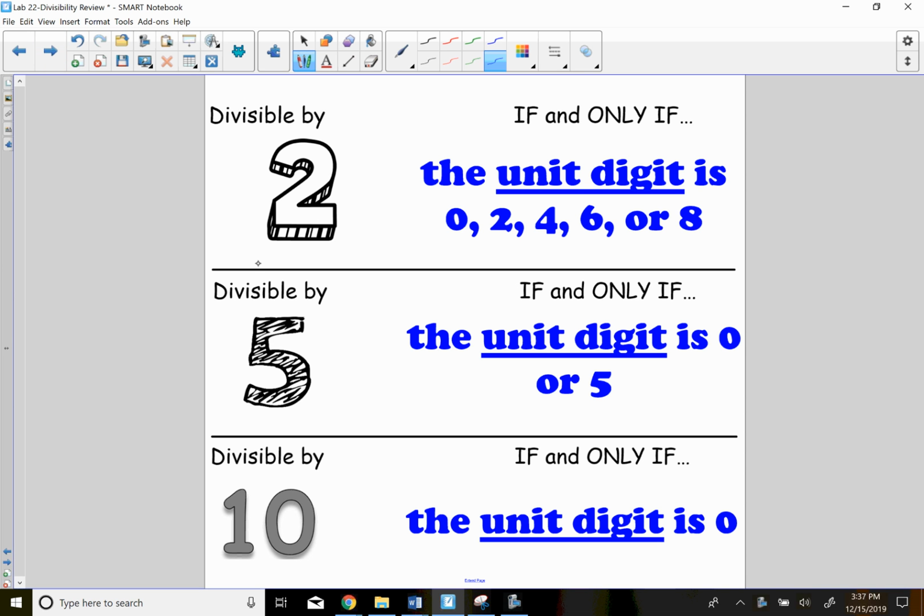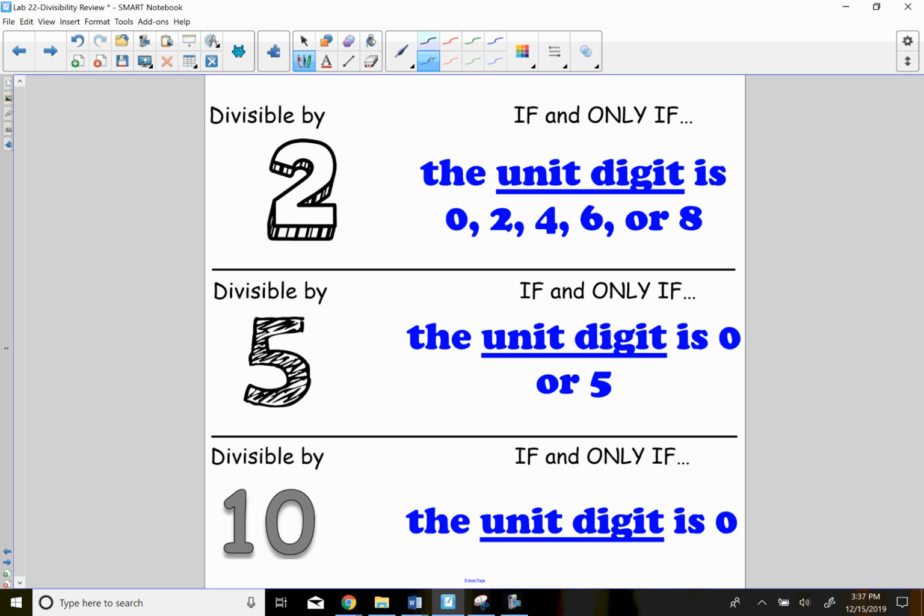A number is divisible by 2, meaning you can divide by 2 and get a whole number answer, if and only if the unit digit, or the digit it ends with, is 0, 2, 4, 6, or 8. So basically you have an even number. A number is divisible by 5 if the unit digit ends with 0 or 5. And for divisible by 10, it's if and only if the unit digit is 0.